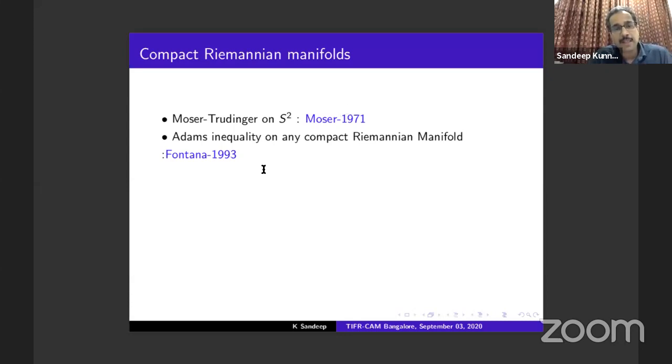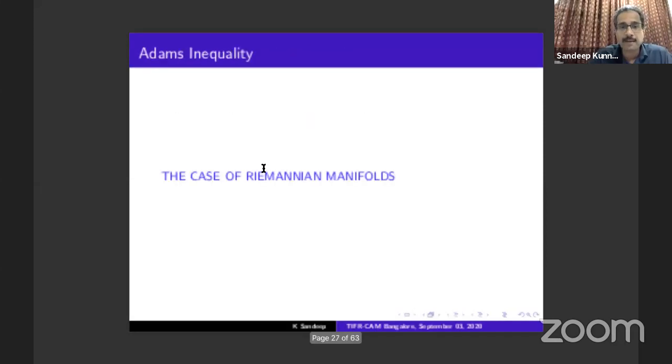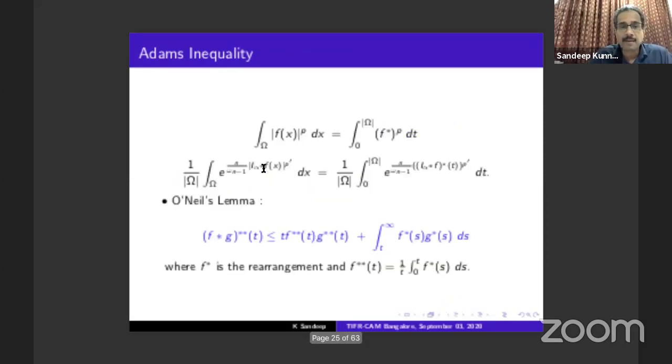Fontana's proof came after this Adams result on the Euclidean space. What he did is that he adapted the tools of Adams in the Euclidean space to compact manifolds, using this kind of potential approach, and he proved the inequality. The only difference is that when you come to a manifold, you won't have this kind of representation. So let me go back.